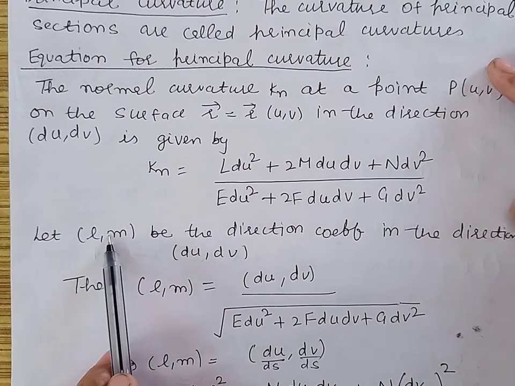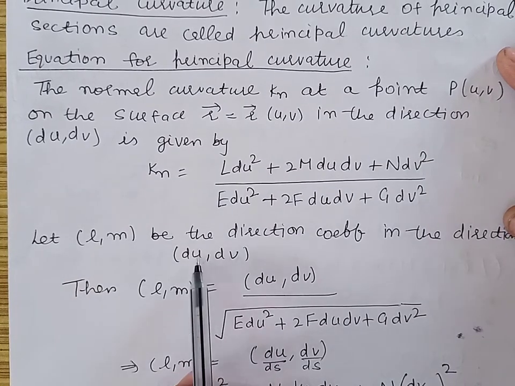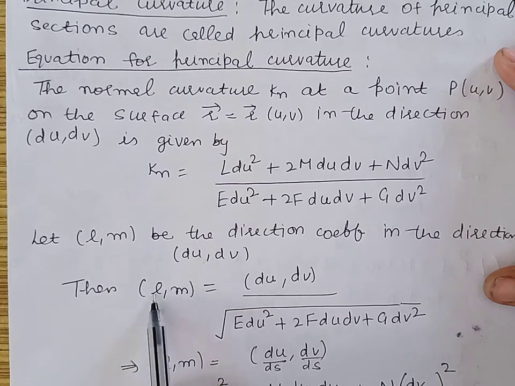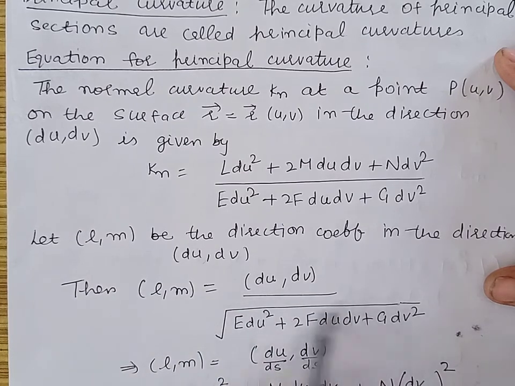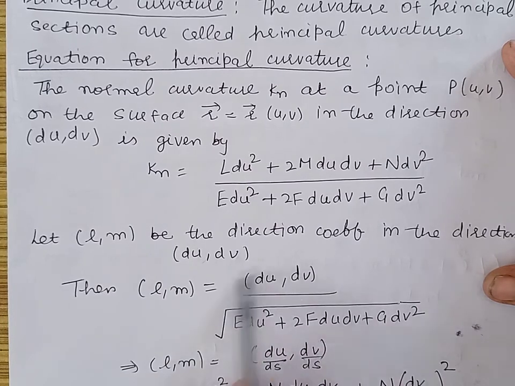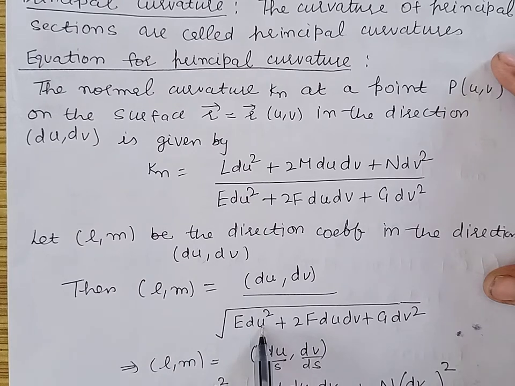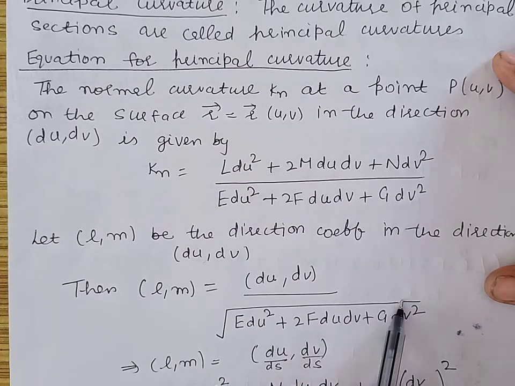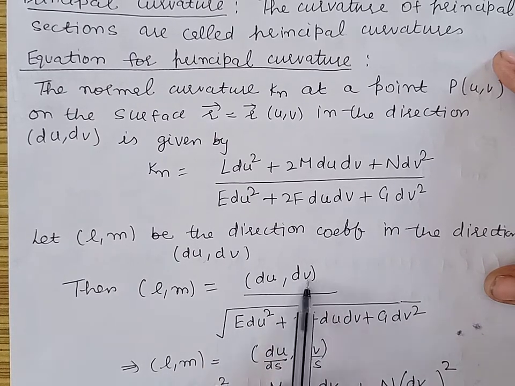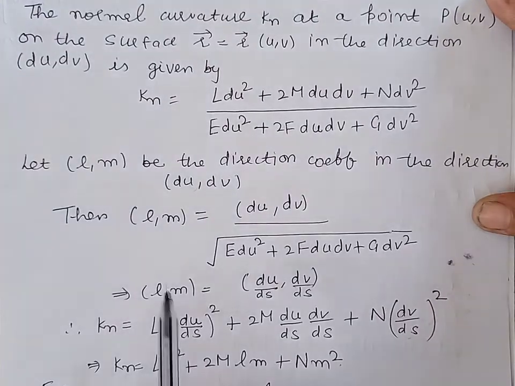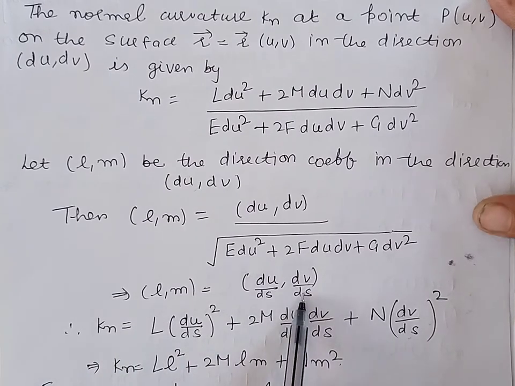If we take l, m to be the direction coefficients in the direction du dv, then the relation between the direction ratios and the direction coefficients is given by l, m is equal to du, dv divided by the square root of E du square plus 2f du dv plus g dv square. This formula we have already derived in the previous section. Now by the first fundamental form this expression is ds square, so its square root will become ds. So this quantity will become du by ds and dv by ds. So we get the values of l and m as du by ds and dv by ds.